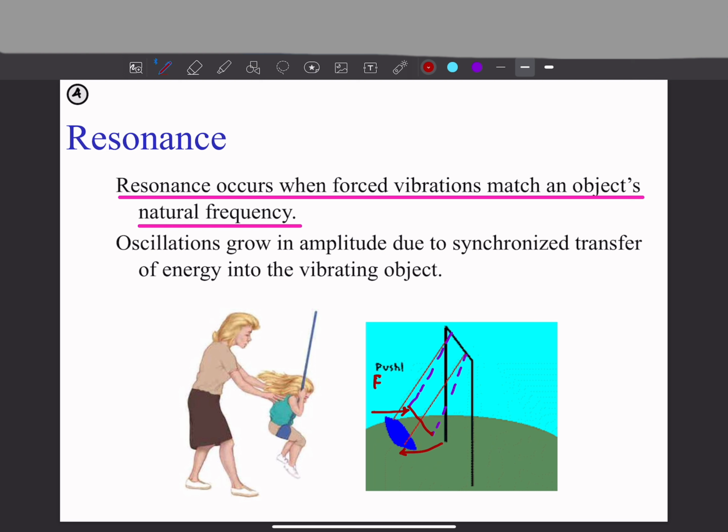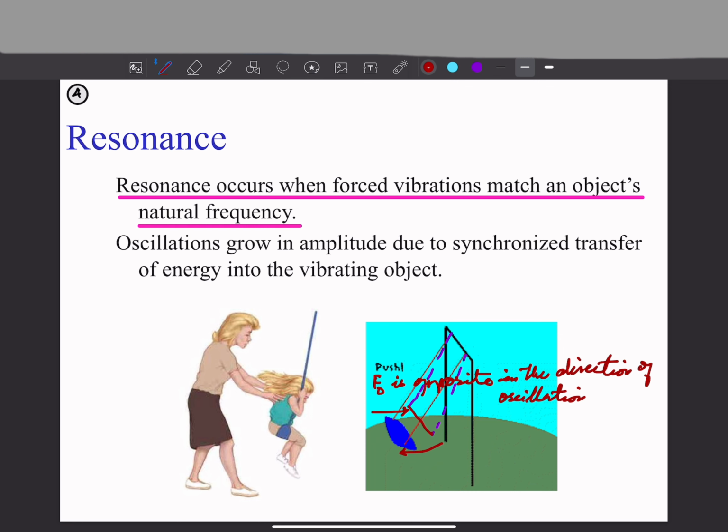Your force, I can write in this way, that the driving force basically is just opposite in the direction of oscillation.